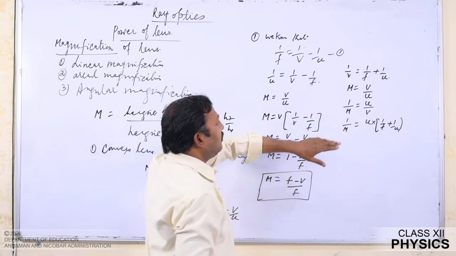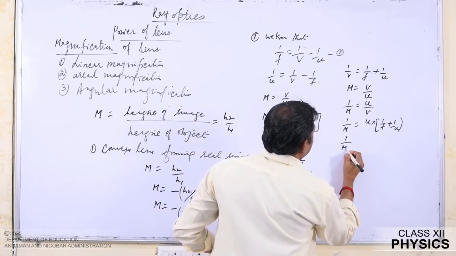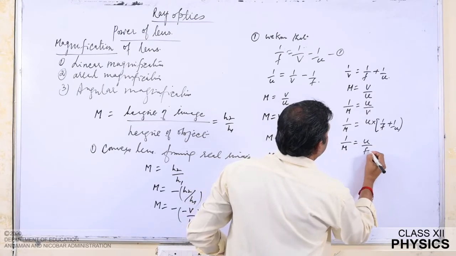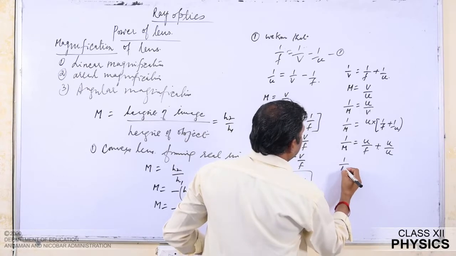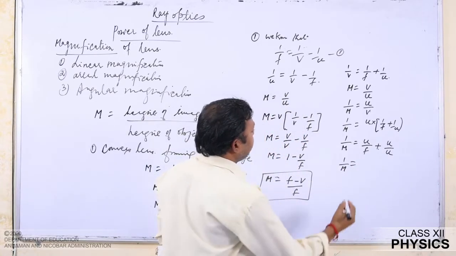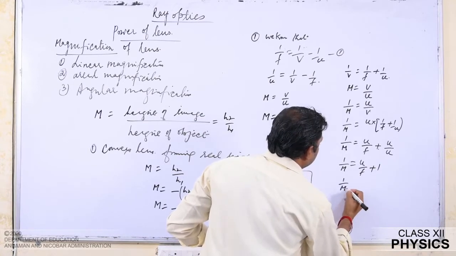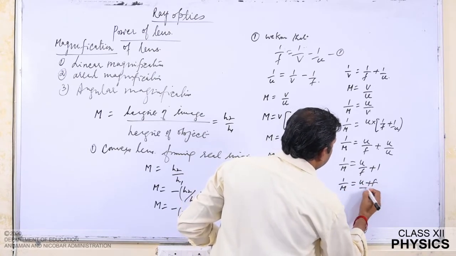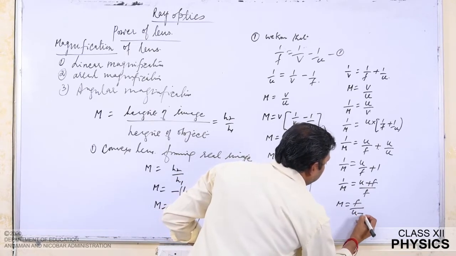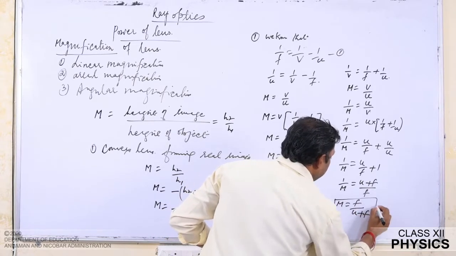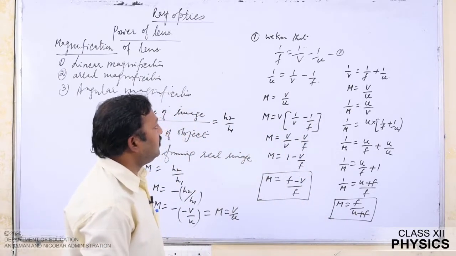Now multiply u with the terms present inside the bracket, we get 1 by m is equal to u divided by f plus u by u, or 1 by m is equal to u by f plus 1, 1 by m is equal to u plus f divided by f, or m is equal to f divided by u plus f. So this is the relation between focal length, magnification and object distance.